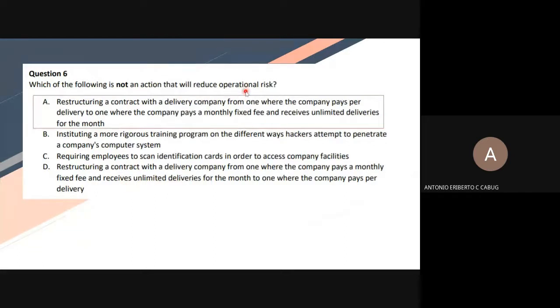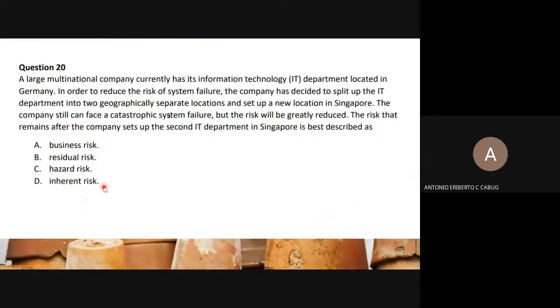Marami kasing meaning ng operational risk, no? It can mean the internal process like B and C, or it can mean operating leverage like letter D. Okay? How about this one?